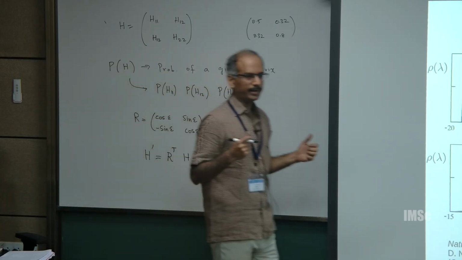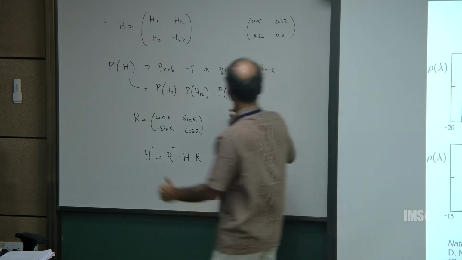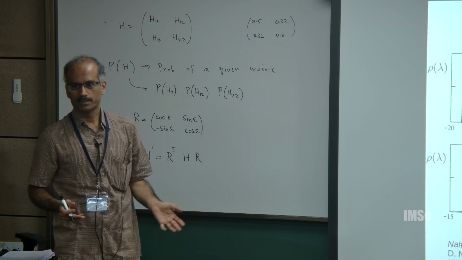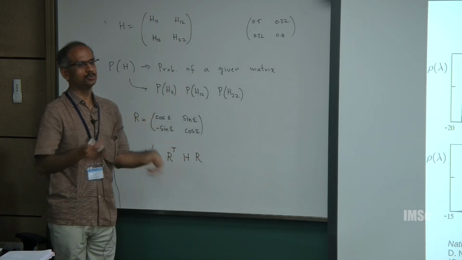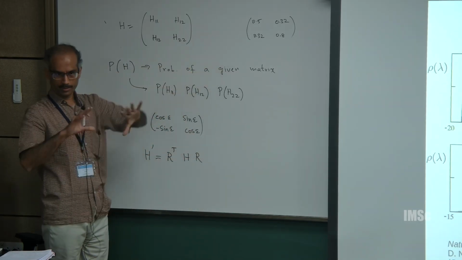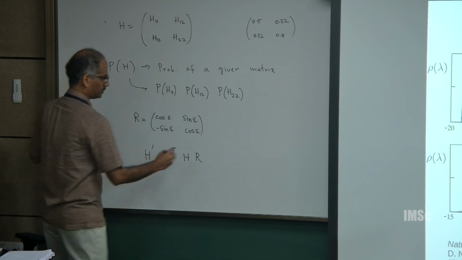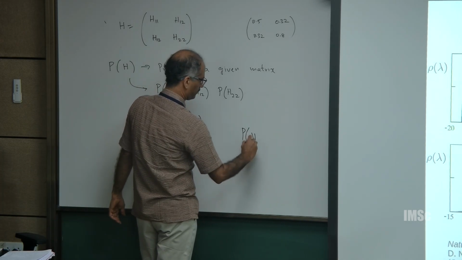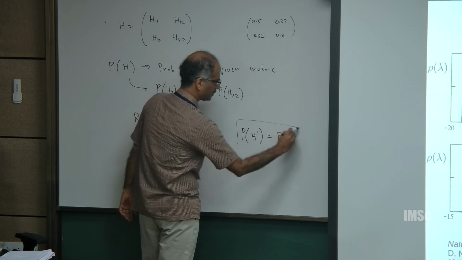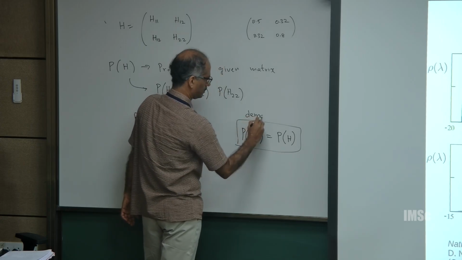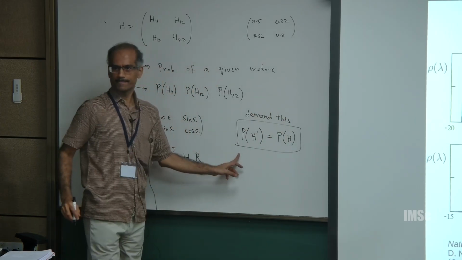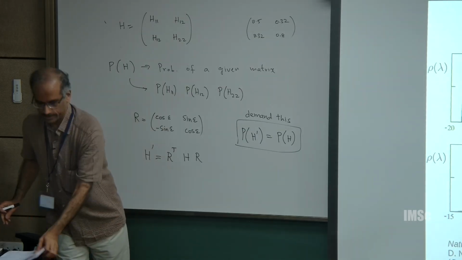So I started with one version of maybe H, and by applying this rotation operator I got another one. Now what I demand is that the probability of getting this matrix should remain the same even if I rotate. That is the crux of the argument. You rotate whatever you want, but the probability should remain invariant. In other words, you are demanding that P of H prime should be equal to P of H. So you need to demand this invariance in probability.